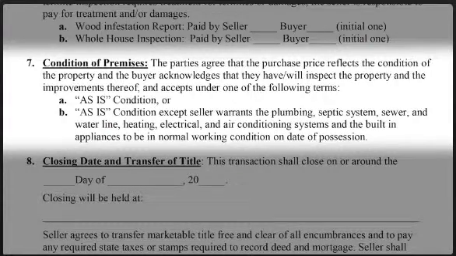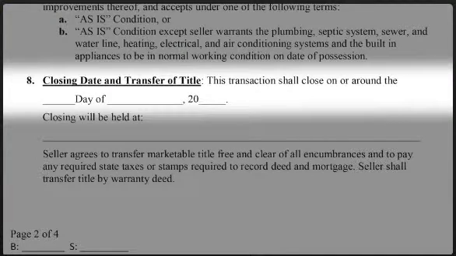To condition of the property, you either circle as is or as is except condition. If the seller warrants the plumbing, septic, and sewer, water line, heating, all of the mechanicals, but you're buying it as is. You're getting it at a really good discount, you're buying it as is. You're not asking for any warranty. That's one of the reasons why you're getting it at a good price. And then number 8, you're gonna put in the closing date of this transaction. So if it's 30 days and let's say today is January 1st, then you're gonna close on January 30th.